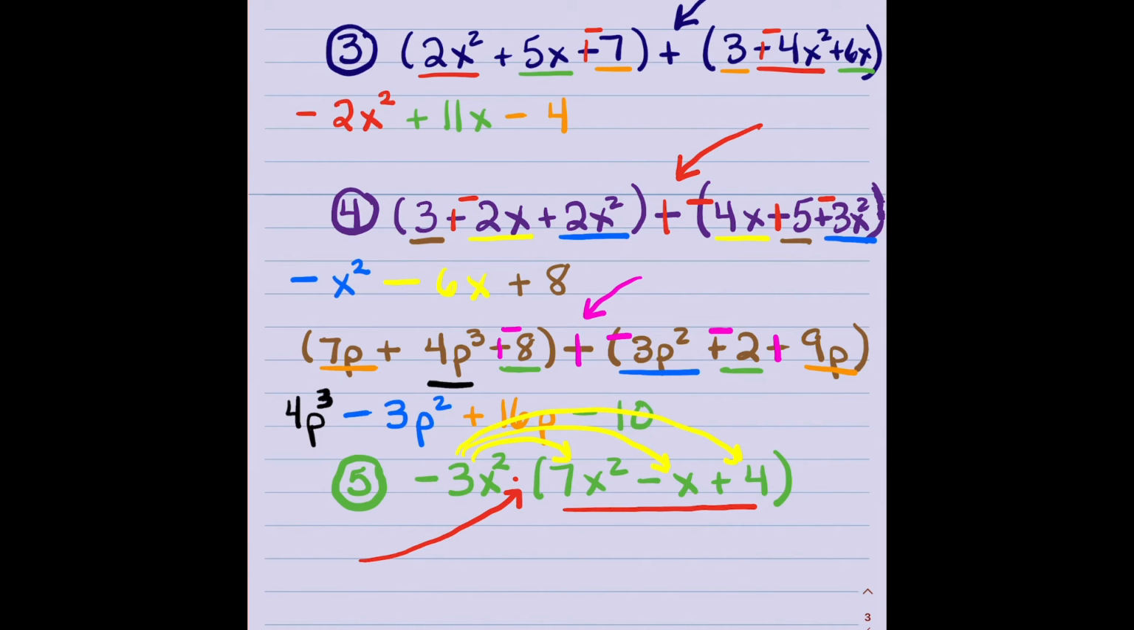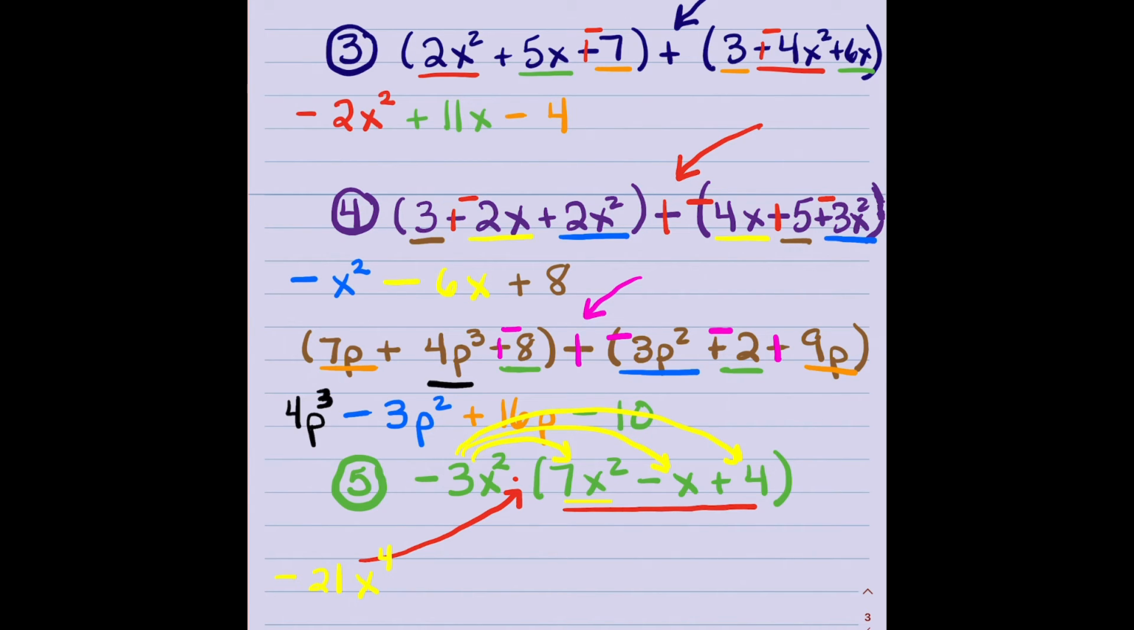And we're going to be doing this. -3x squared times 7x squared. -3 times 7 is -21. And then x squared times x squared, remember your exponent rules, will be x to the 4th.